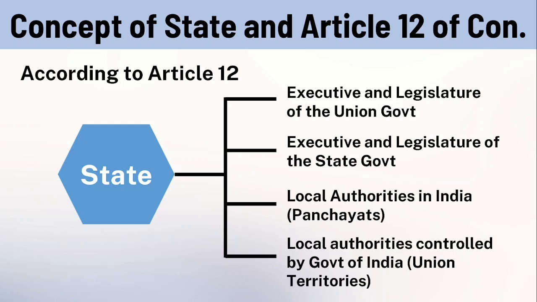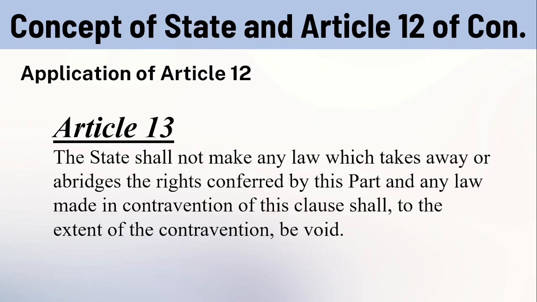Right? So anytime in the Constitution, if the word state is used, if it doesn't mention otherwise, then we have to assume that state refers to all these four things of India: the union government, state government, local authorities controlled by Government of India, and the local government or panchayats. Right? So let me show you guys the application of Article 12.